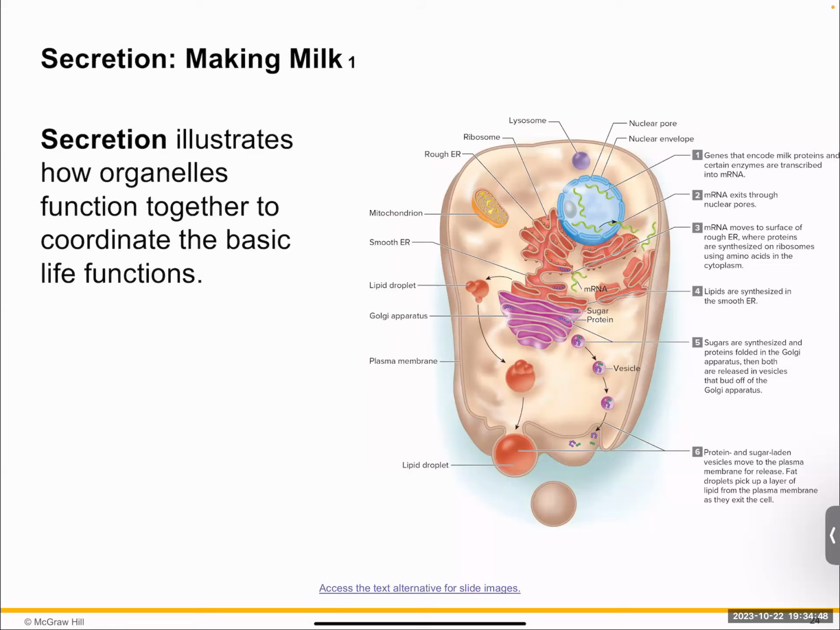This process, I guess I should say, explains the process of making milk. Again, it's a secretion. It's a regular process that does happen, where the organelles basically produce something and then release it to the external environment.